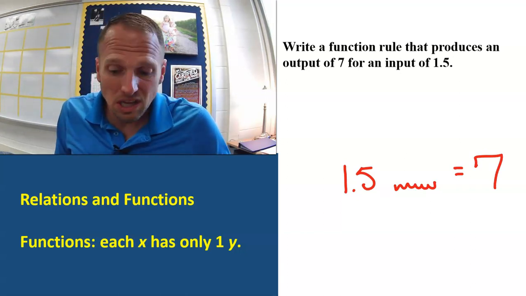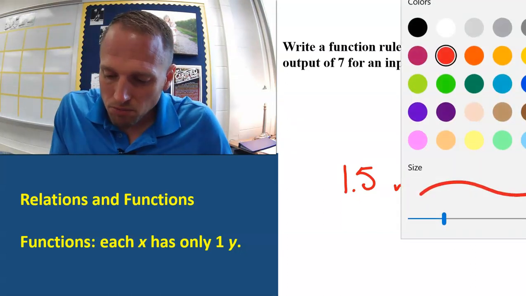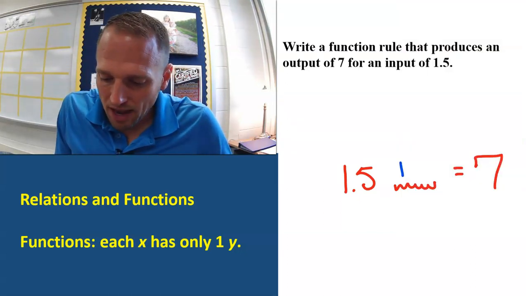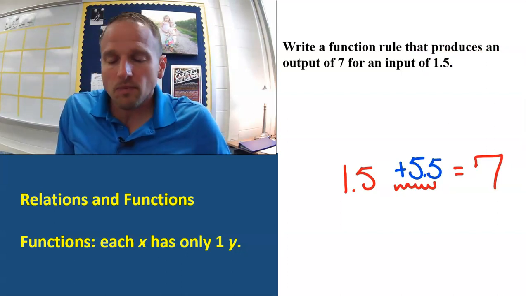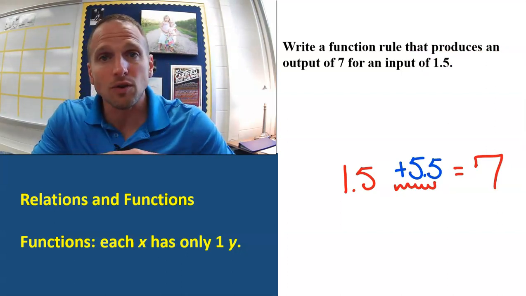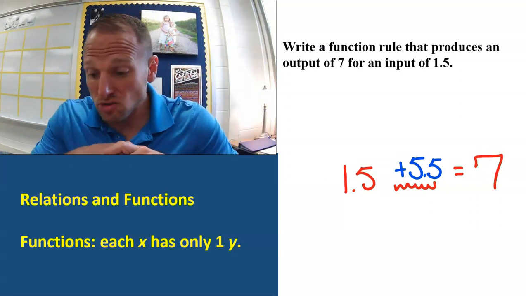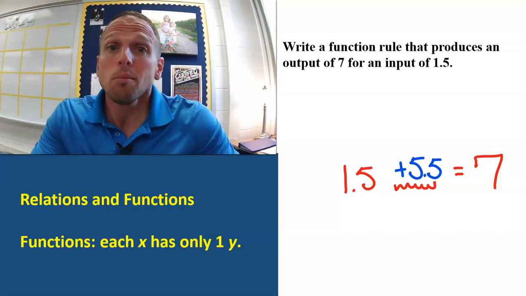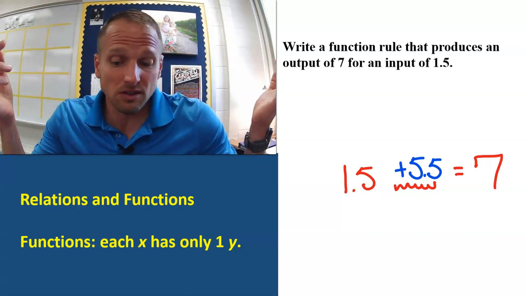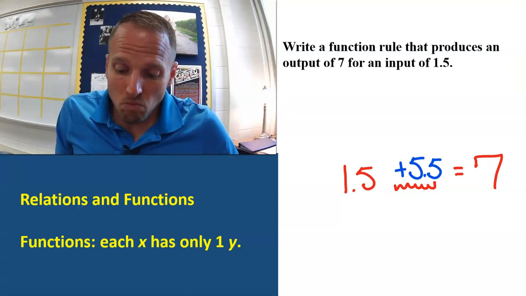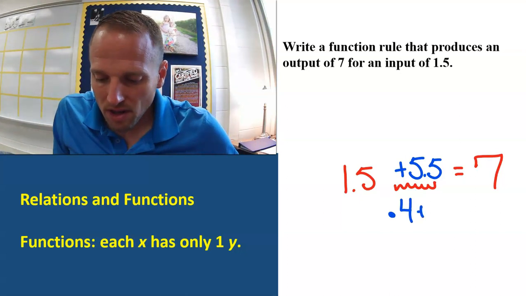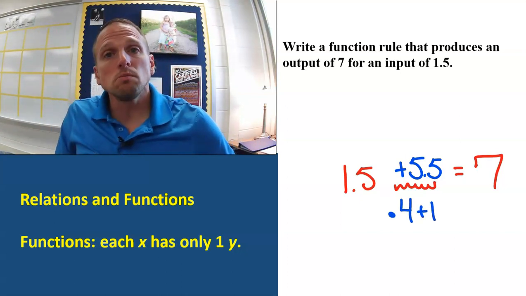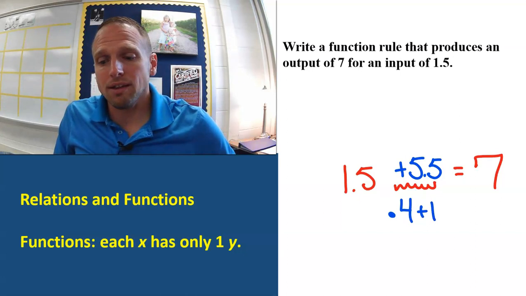Well, something really easy. Let me just write these in blue. I could add 5.5 to it, because 1.5 plus 5.5 equals 7, and that's probably just the easiest thing to do. But I could get crazy with this. I could multiply it times 4 and then add 1. I could do that.